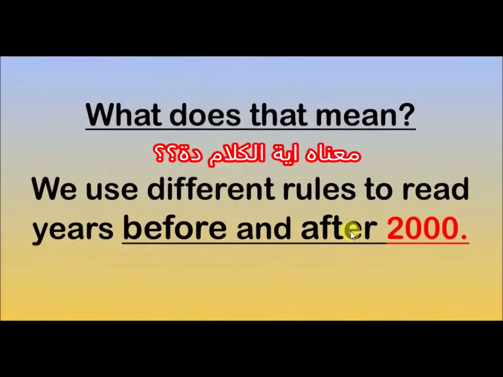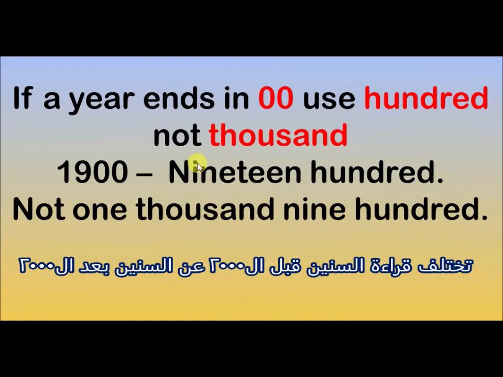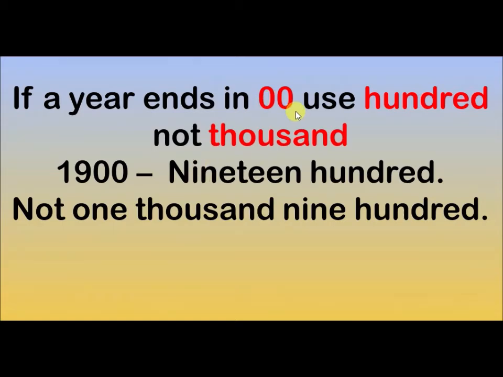What does that mean? We use different rules to read years before and after 2000. So the first case, if a year ends in 2 zeros, use hundred, not thousand. So here I'm not going to say one thousand nine hundred, and instead I'm going to say nineteen hundred. So this is the correct form.